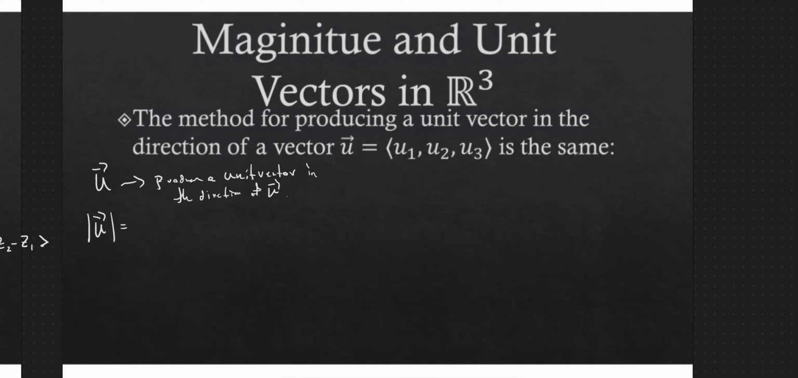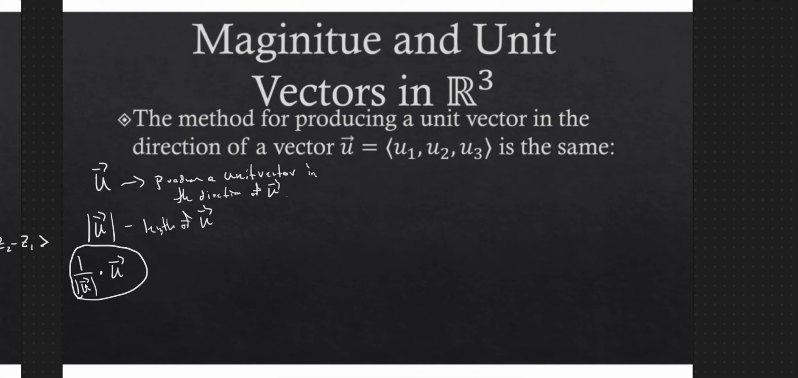I don't even need to write it out. Find the length of u, and then scale u by that length. So this is the length or magnitude of u. And then I want a vector that's in the direction of u, but has length 1. So that's going to be 1 over magnitude u, scalar multiple of u. So that's the unit vector in the direction of u.